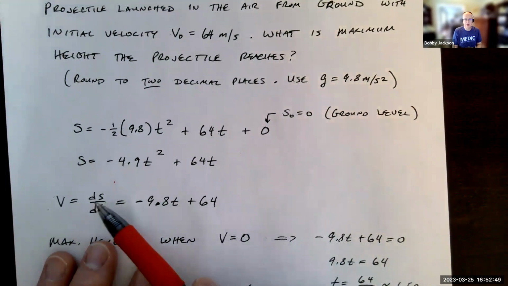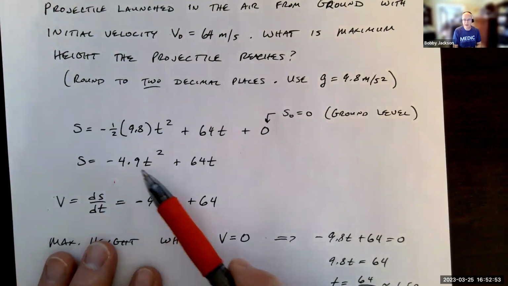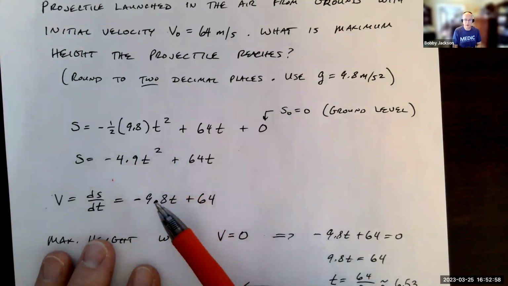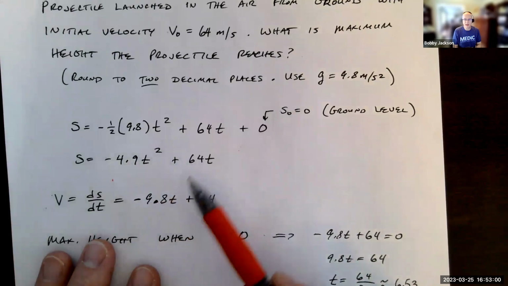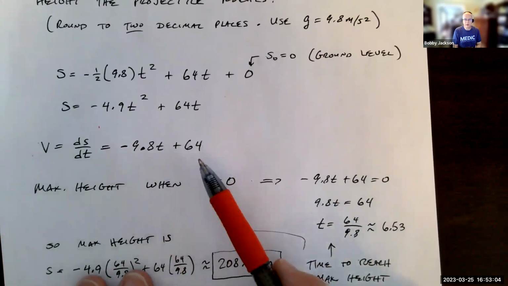Remember, the velocity is the rate of change of the position or height of the object with respect to time. So I just take the derivative of this with respect to time. By the power rule, bring the 2 down, this becomes -9.8 t. The derivative of 64 t is 64. A real easy derivative to find.